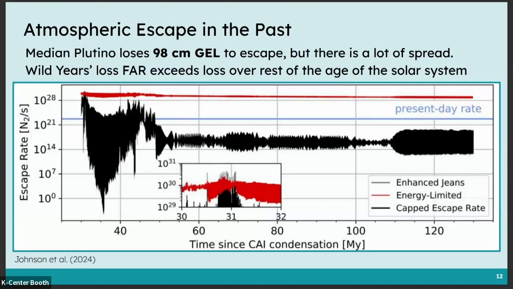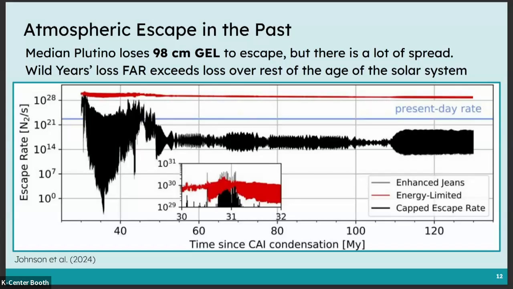And so what we find when we apply that enhanced Jeans escape rate over the age of the solar system is we get an escape rate evolution that looks something like this. So this is showing escape rate on the vertical axis and time since the start of the solar system on the x-axis. So this is only the first 100 million years or so of solar system history. This is really when exciting things were happening at Pluto, and then it kind of calms down after this.